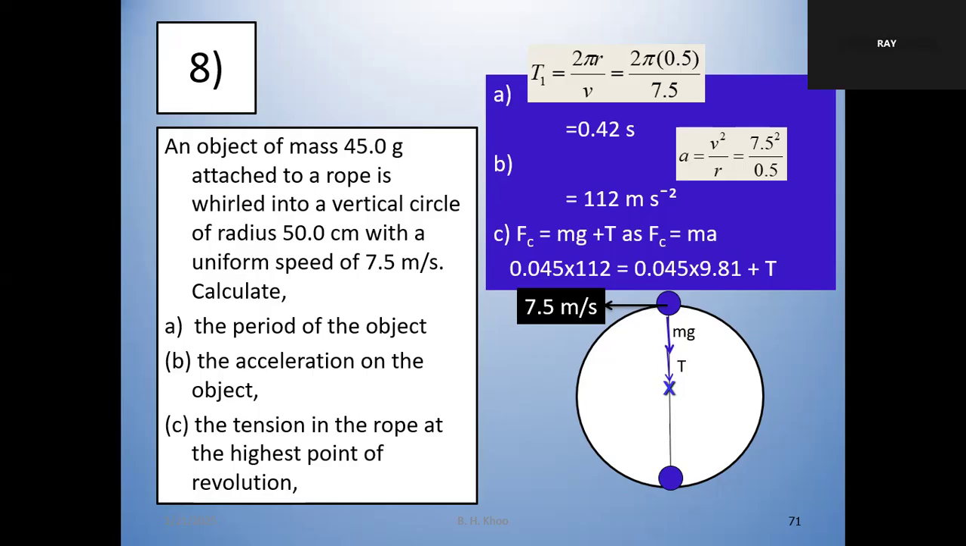Sure, but wouldn't you get confused if you use T for tension and period at the same time? It can be a bit confusing, but here the T is a tension, not period. That's why I call the top one T1. T1 is the period. Oh, okay. Can be confusing.